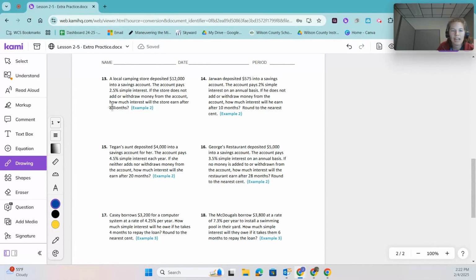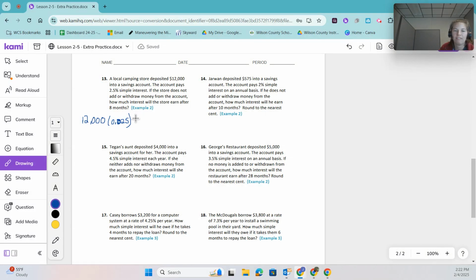Now let's take a look at number 13 here. It says a local camping store deposited 12,000, so 12,000 is the principal, into a savings account. The account pays 2.5%, so 0.025. If the store does not add or withdraw money from the account, how much interest after 8 months?